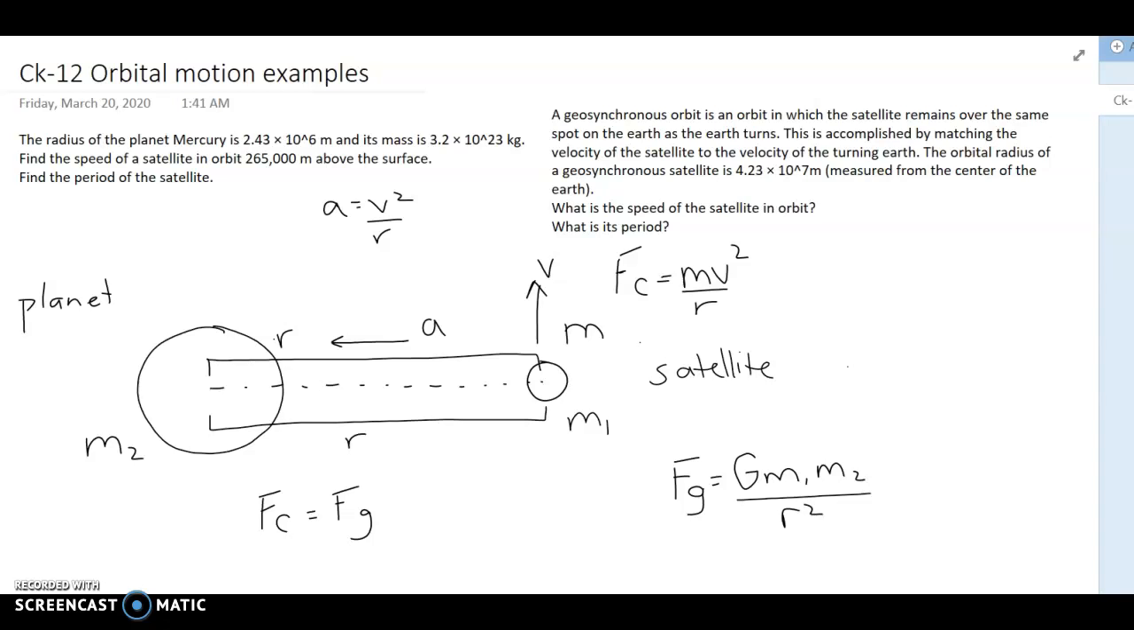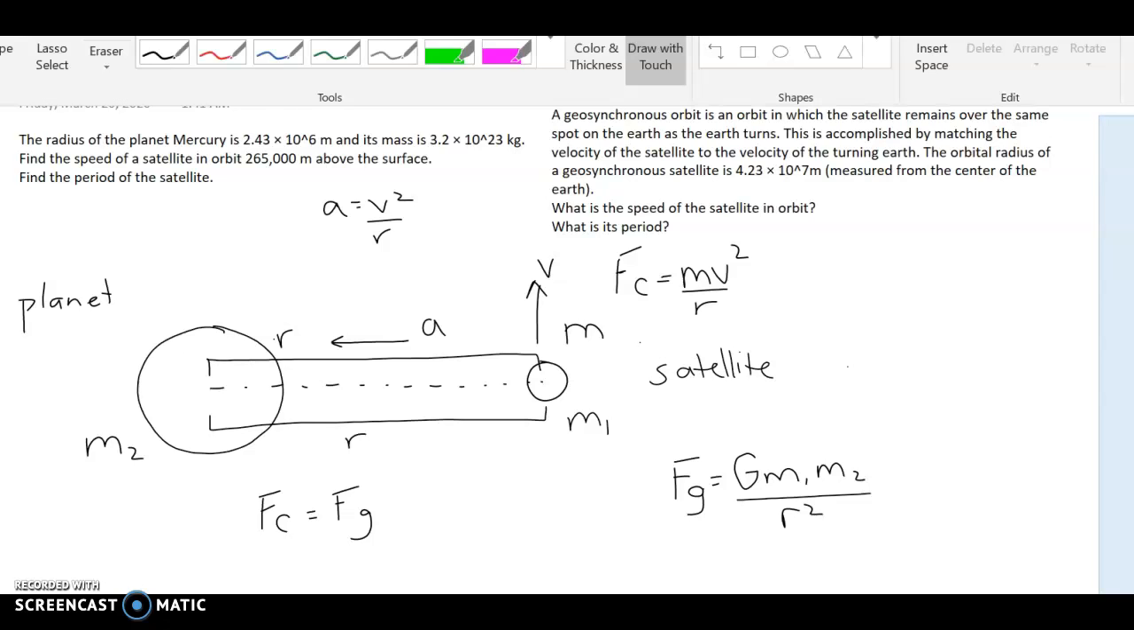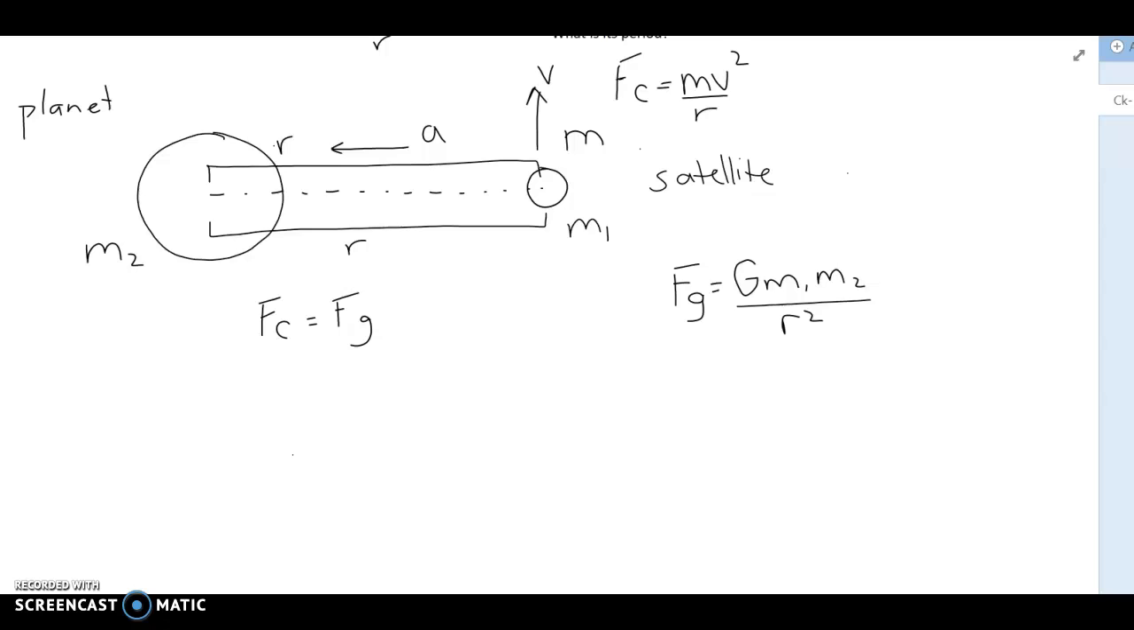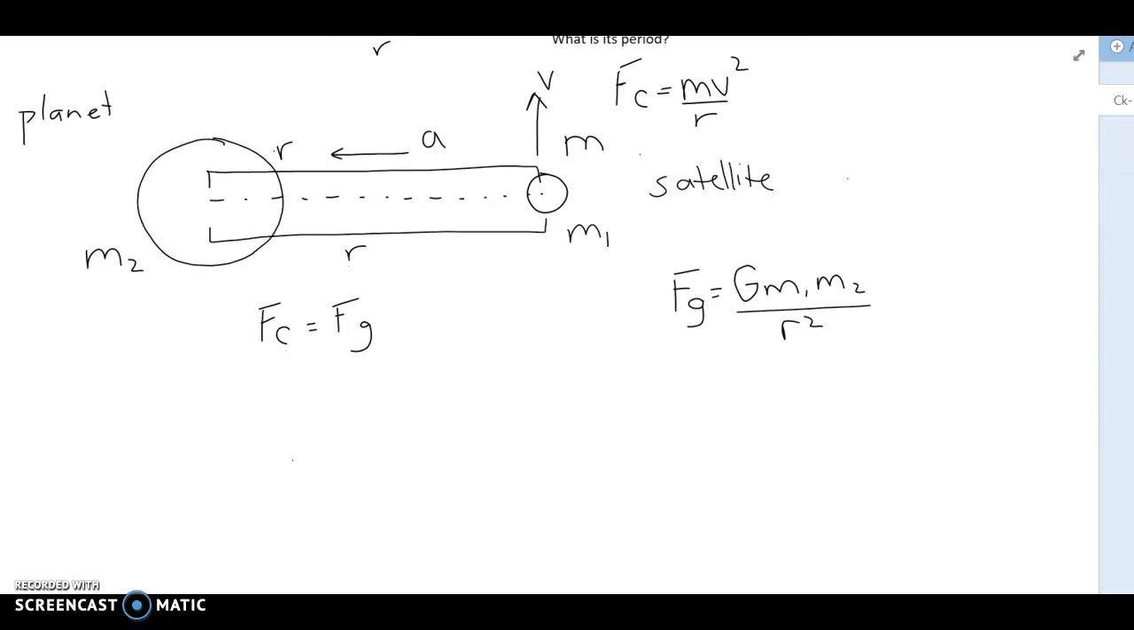Fc is the centripetal force of the satellite. Fg is of the system. So it's basically measuring the same thing. So what we're going to do here is I'm going to move this up. We're going to see how these two equations get set opposite each other. So we have Fc is equal to m v squared over r. We have G m1 m2 over r squared.